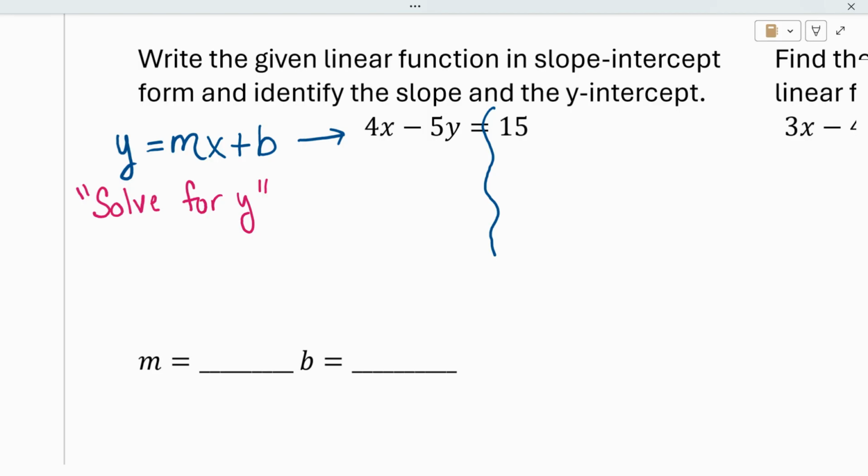That's what we need to do. So how am I going to go about making the equation 4x minus 5y equals 15 look like a y equals equation? How am I going to do that? What would you do first, Lissandro? Subtract what?